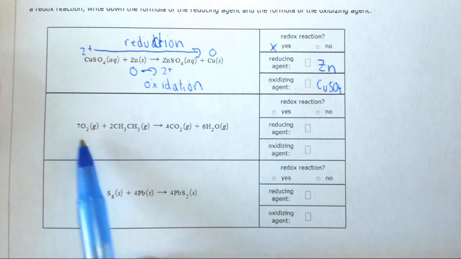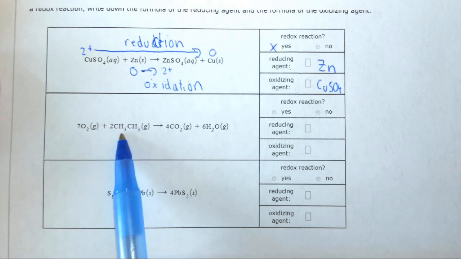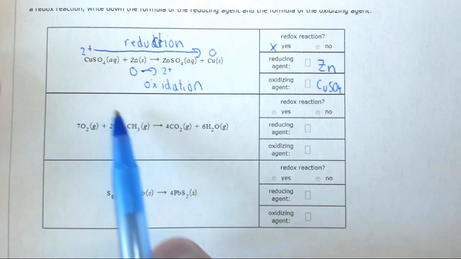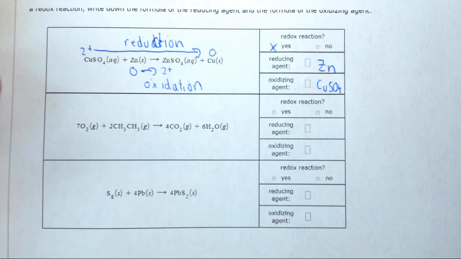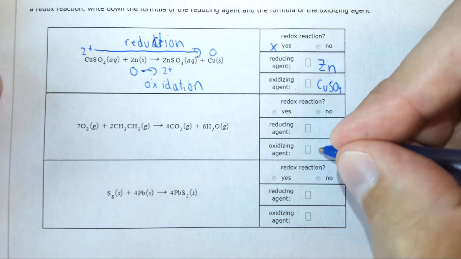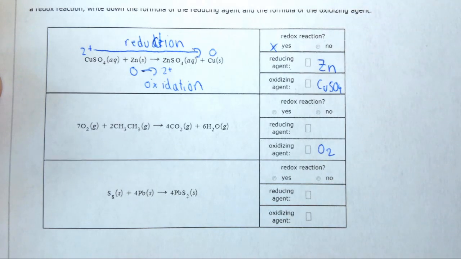Here we have a combustion reaction where for some reason the hydrocarbon is written second and then the oxygen is written first. Typically we put them in the opposite direction. In a combustion reaction, you can be pretty darn sure that oxygen will be the oxidizing agent, but I will prove that to you in just a minute.